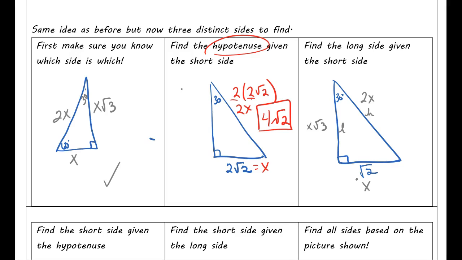And now plug it in. So if x is this number, x is this root 2, then they want me to find the long side, then I just need to take my root 2 and plug it in right here. So what is root 2 times root 3? Well, it is root 6. Okay? So that's how it would work.